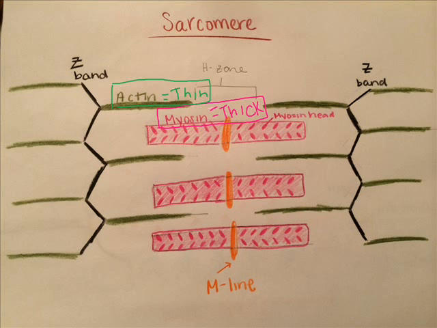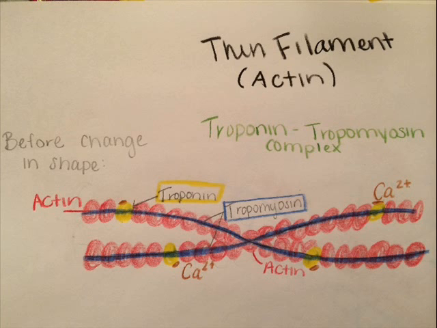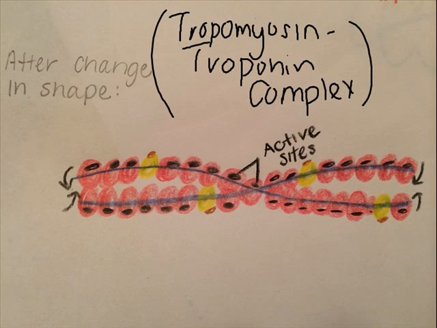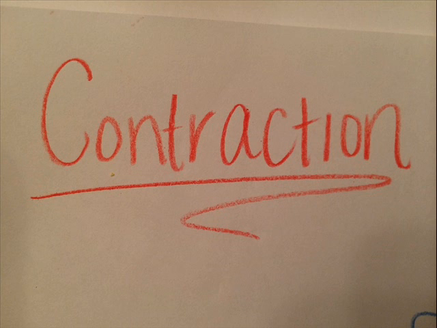Sarcomeres are found within the muscle fibers. Found in the sarcolemma are both thick and thin filaments. Actin are the thin filaments, while myosin are the thick filaments. The calcium previously released by the sarcoplasmic reticulum binds to the troponin found on the actin, or the thin filaments. This causes the troponin-tropomyosin complex to change shape, exposing the active sites on the actin.